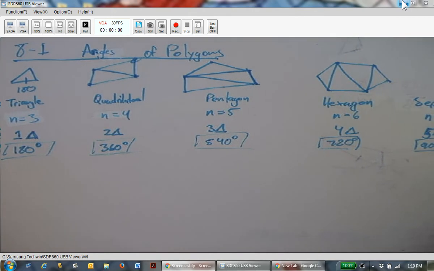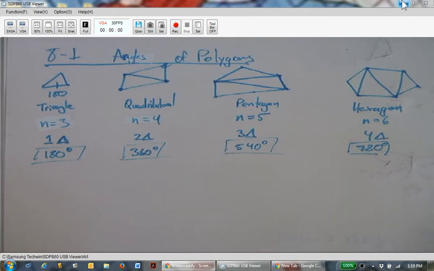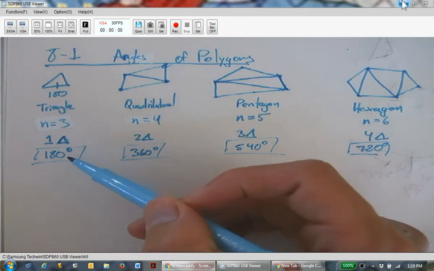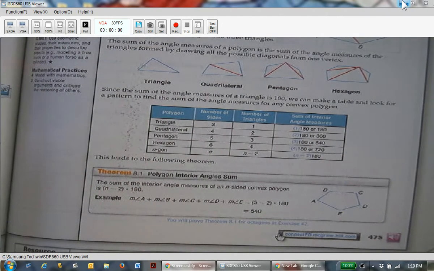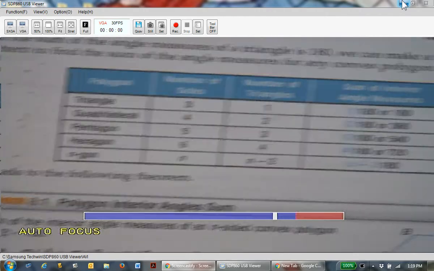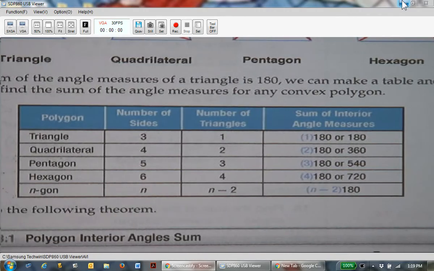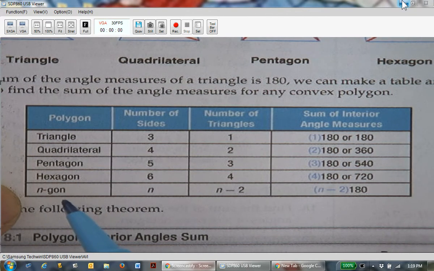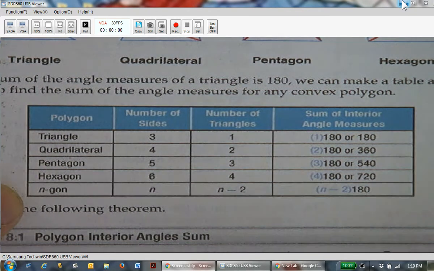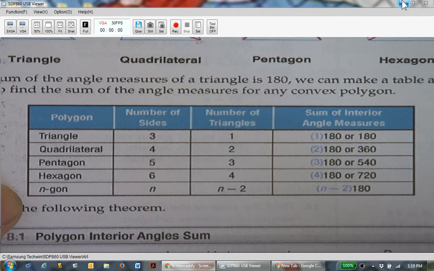Okay. So there's obviously a relationship between the sides, the triangles, and the angles, right? They made a table in here in your book saying almost the same thing as what you and I were talking about. Only they added this weird thing called the n-gon. What this says is I can figure out the angles for any side. You can say 700 sided, okay?